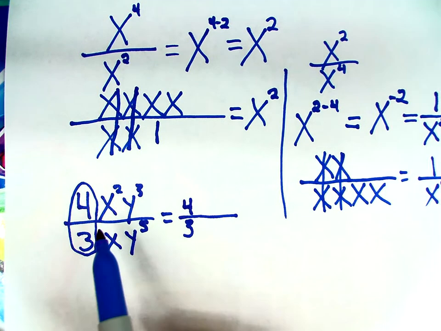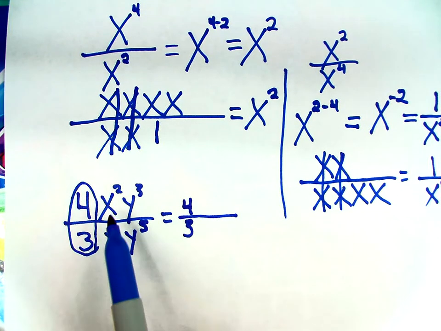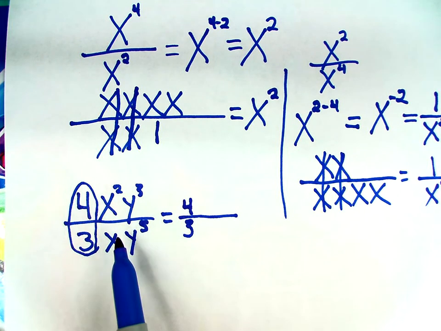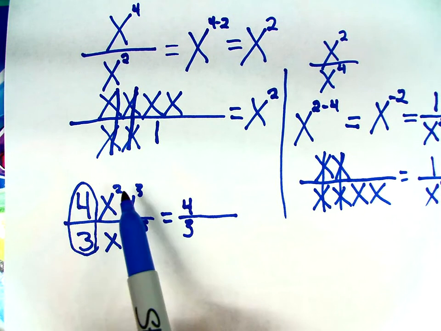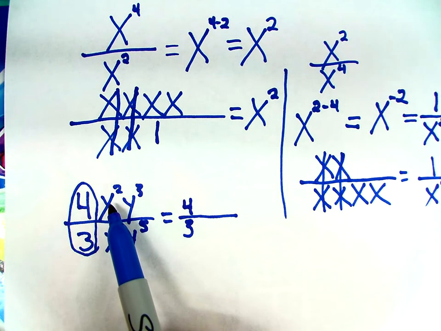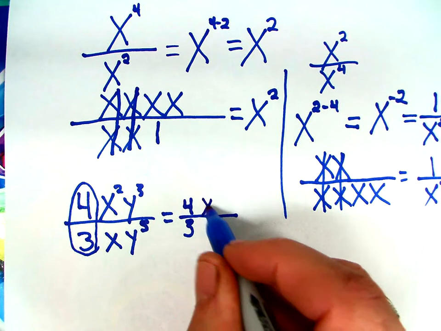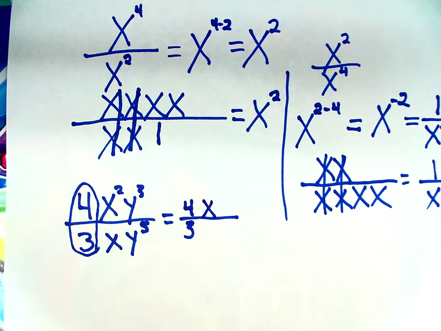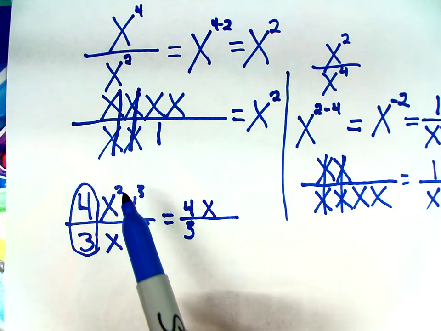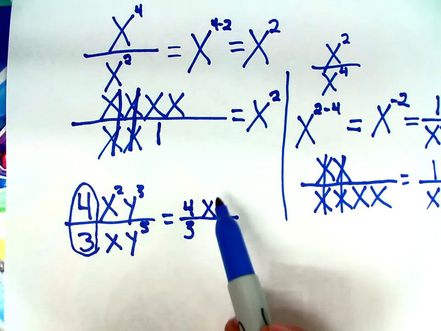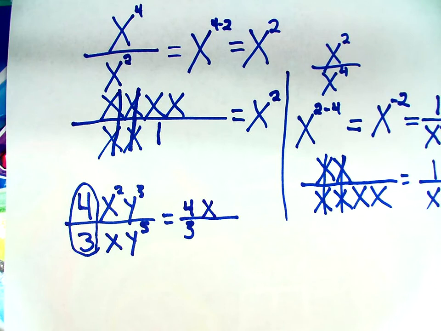Now I go ahead and I continue analyzing. I have x's. Power of 2 on top, power of 1 on bottom. There are more x's being multiplied on the top, so my x's in my final answer is going to be on the top. So the x's go on top. And now I do the subtraction. 2 take away 1 is 1, so it's x to the first power.